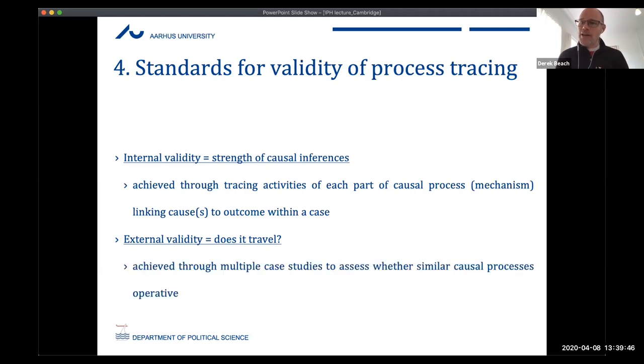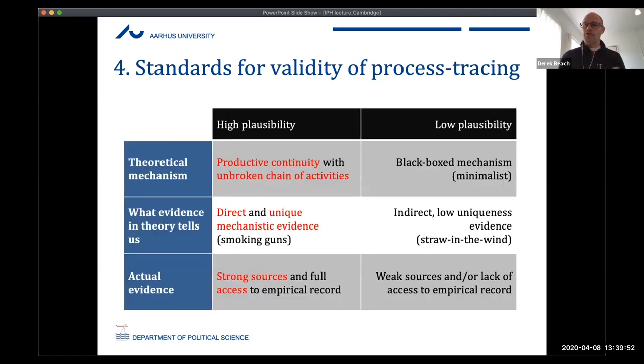So for external validity, you would also typically have to do multiple case studies to see whether similar causal processes are going on. So if we look at the right side, the high plausibility or strong causal inference column here, there are three things that would make it a good process tracing case study.